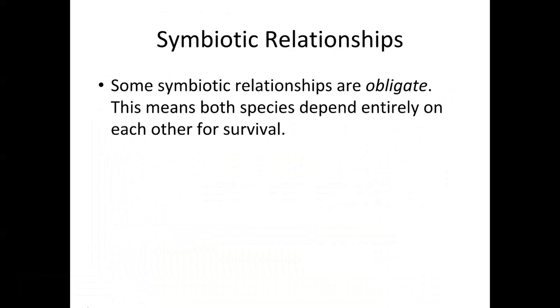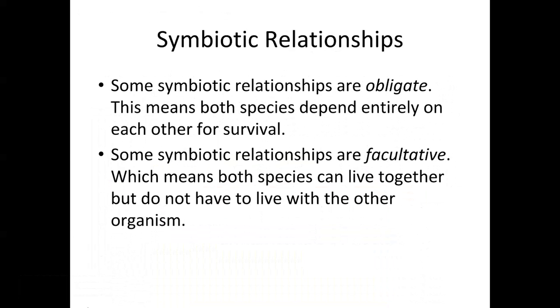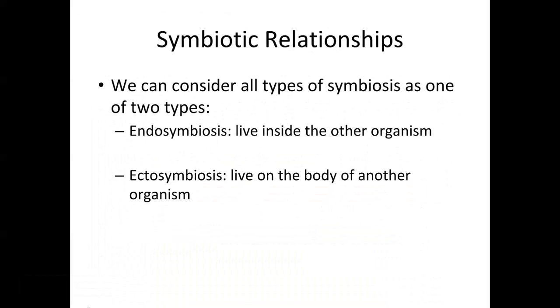Some of them are going to be obligate. That means both species depend entirely on each other for survival. Otherwise, it doesn't work. And some are going to be facultative, which means both species can live together. They don't have to live with the other organism, but there is some kind of a relationship that they have at some point throughout their lives.